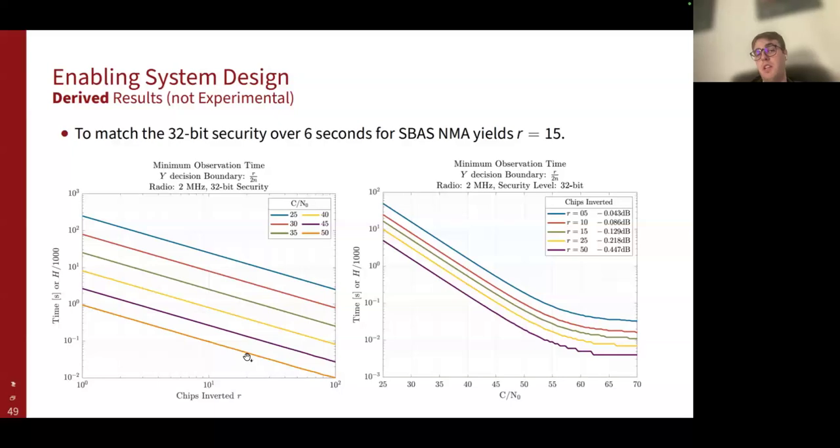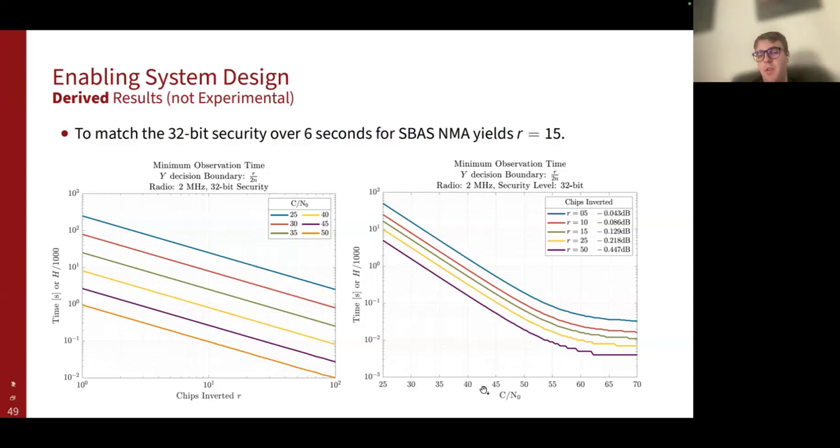Now I can start answering new questions like, what is the minimum chips that I want to introduce in my watermark for a specific security level? In this diagram on the left, I have 32-bit security. That means there should be a 1 in 2 to the 32 chance, that's 10 to the minus 9 chance of spoofing. This is a comparison of my integration time versus the number of chips that need to be inverted. If my receiver is looking at 100 seconds, it needs fewer chips versus 1 second. So there's an inverse relationship.